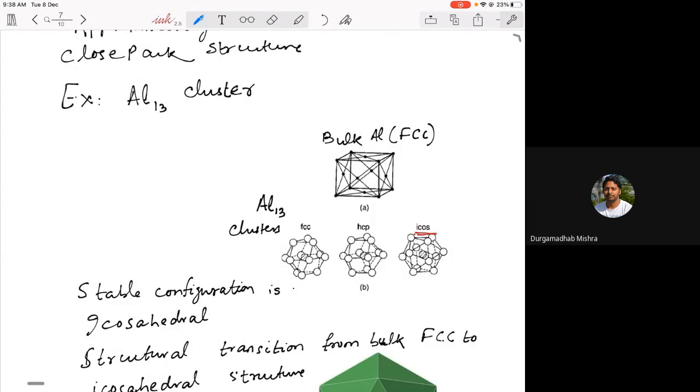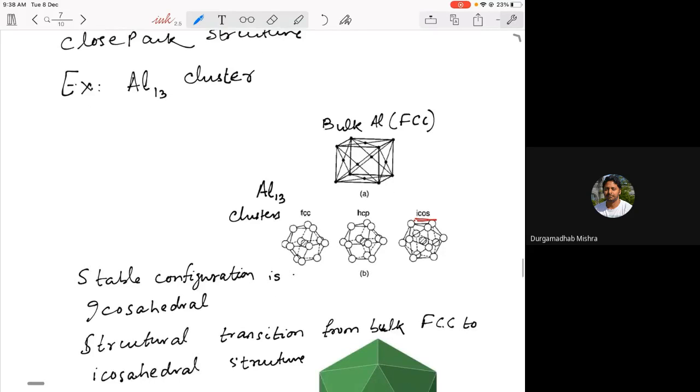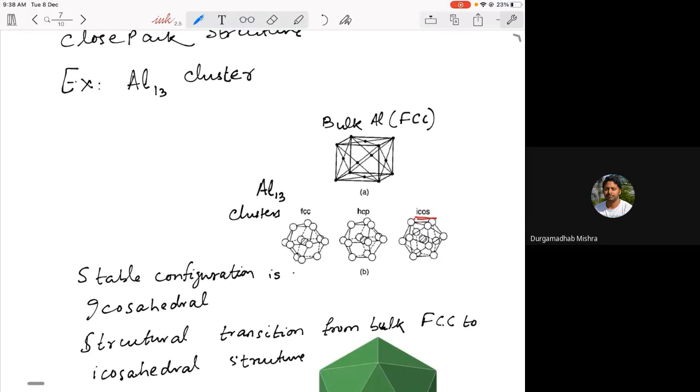People have done theoretical calculations using density functional theory, and you can calculate or look at which one is thermodynamically the stable cluster. That means which one will have the minimum energy, and people have found this icosahedral structure will have the minimum energy, and that is actually the stable configuration for these small clusters. Okay, so there is a little bit of change in the actual structure, basically a rearrangement of these atoms. Definitely there is not such a huge change in terms of the density or the number of nearest neighbors, all remain the same.